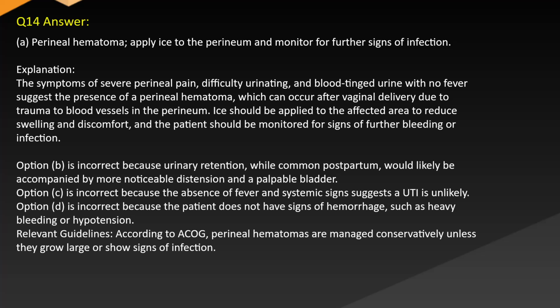Option B is incorrect because urinary retention, while common postpartum, would likely be accompanied by more noticeable distension and a palpable bladder. Option C is incorrect because the absence of fever and systemic signs suggests a UTI is unlikely. Option D is incorrect because the patient does not have signs of hemorrhage, such as heavy bleeding or hypotension. Relevant guidelines: according to ACOG, perineal hematomas are managed conservatively unless they grow large or show signs of infection.